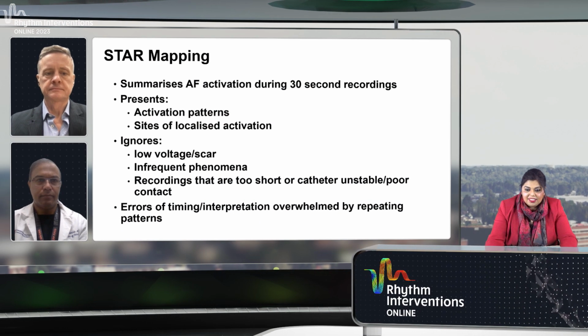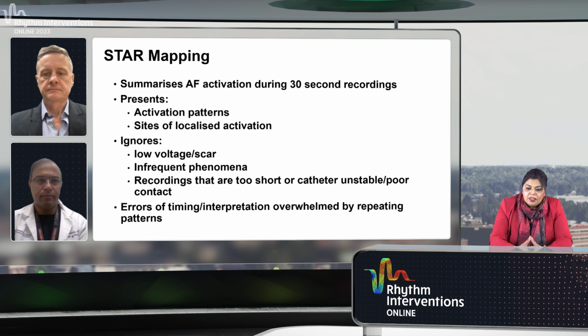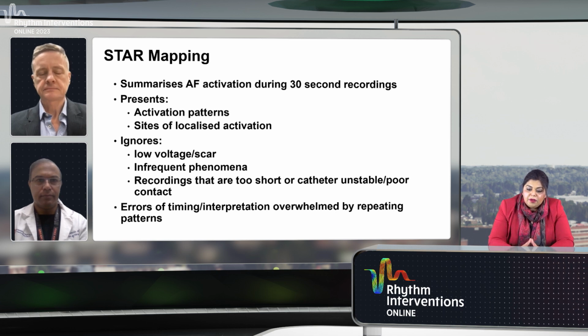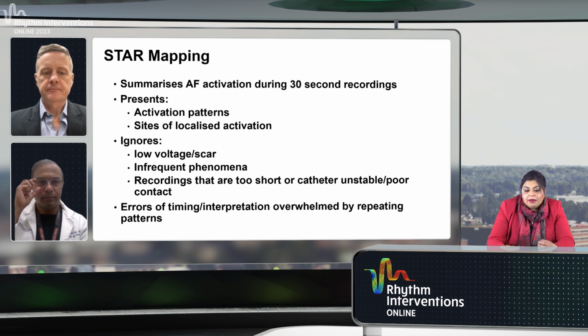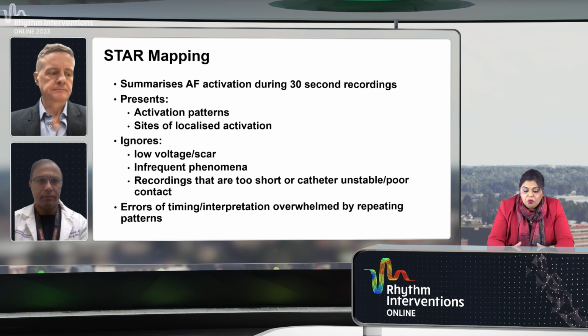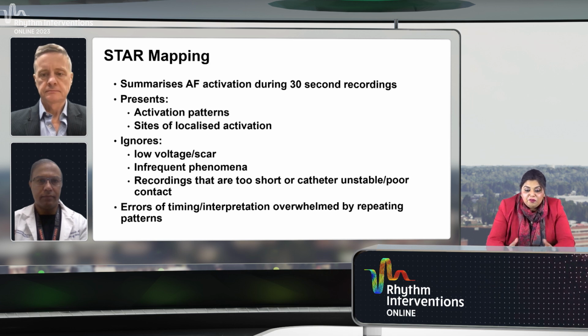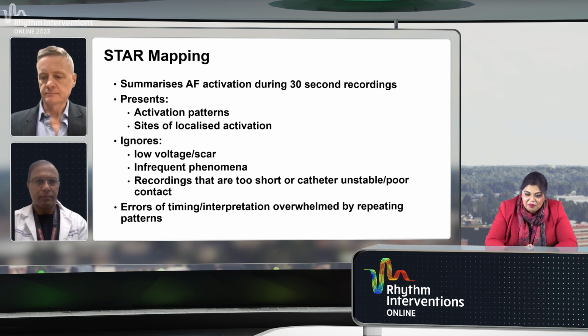All right. So just to bring up what STAR mapping is. STAR mapping is a technology that pretty much summarizes AF activation during 30-second recordings. That's the simplified way of looking at STAR mapping. Now, Richard has a lot more to say about it, but these are my takeaways from what STAR mapping does. What can it do?